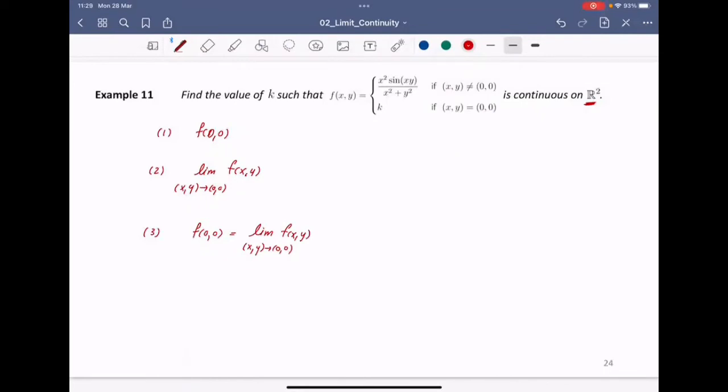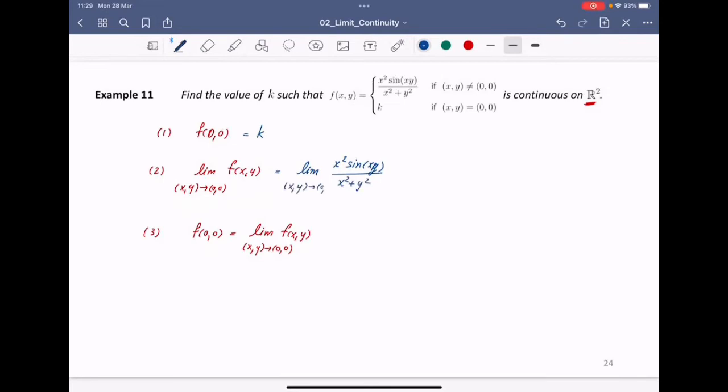So you can solve for k. Okay. Number 1, this is k. Good one. This is k. This is easy. So number 2, you need to compute the limit. Okay, come back to the limit problem again.